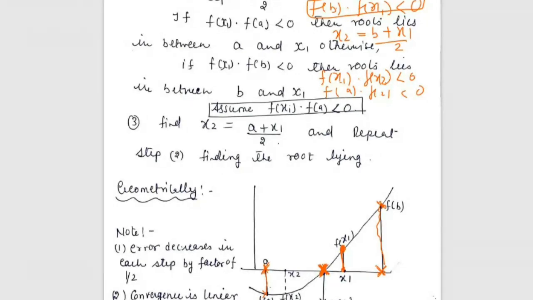Now again take the mid value of this. Suppose the mid value is x2. Draw the perpendicular on the curve. This is falling here. So you say the root is lying between x2 and x1. Now again just take the bisection of this. Suppose this bisection coincides with the curve on the x-axis. So this will be the desired root. So this is the geometrical interpretation of the bisection method.